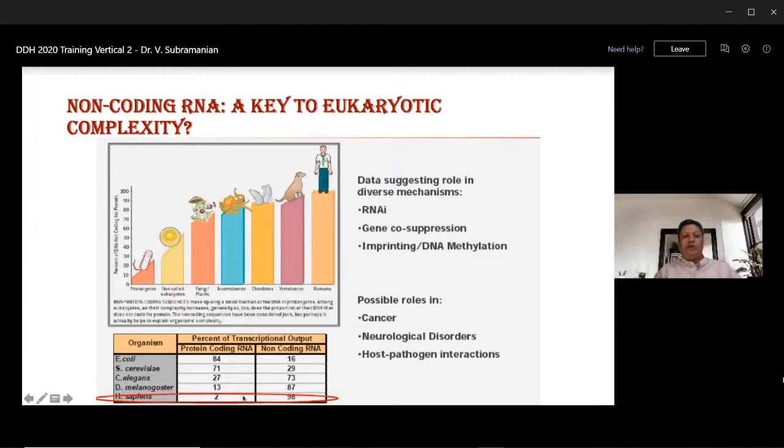But if you see at the bottom, at E. coli, we are having 84% coding RNA and 16% non-coding RNA. In case of C. elegans, we are having 27% coding and 73% non-coding. But if you see Homo sapiens, we are having about 2% of coding RNA and 98% is non-coding RNA. So this makes a difference in the complexity. So what should we further think on it?